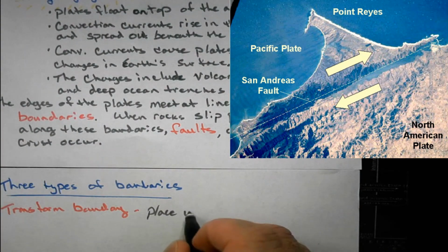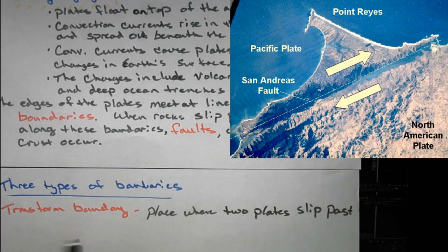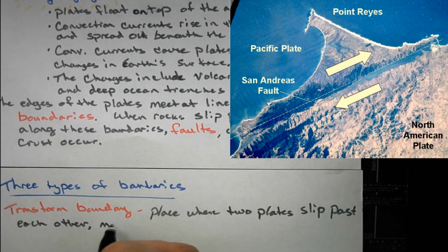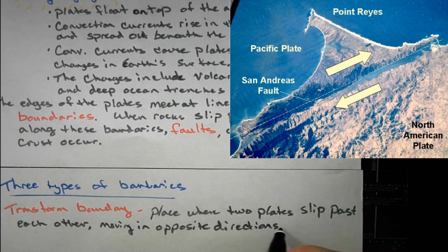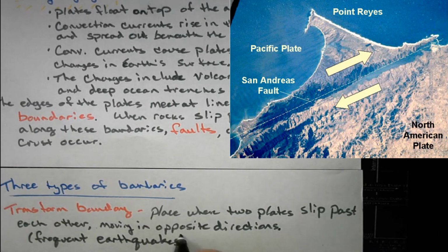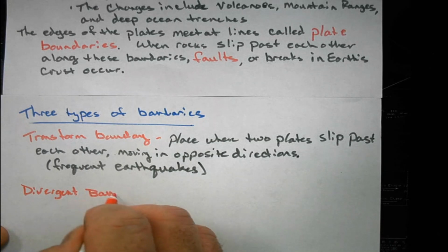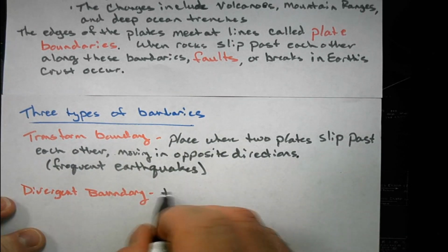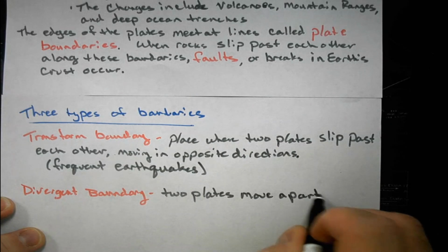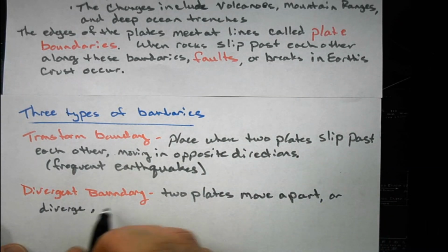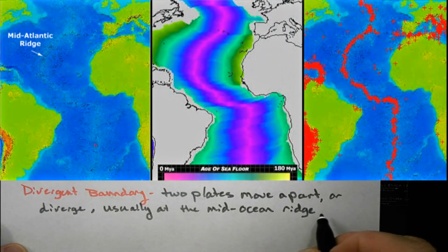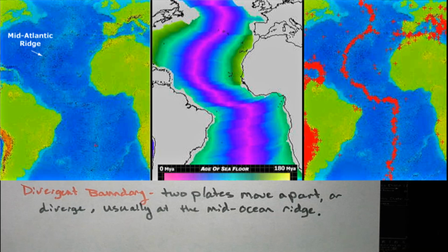A transform boundary is a place where two plates slip past each other, moving in opposite directions. This is where we have frequent earthquakes. The next one is called a divergent boundary. This is where two plates move apart, or diverge, usually at the mid-ocean ridge. That's where, from seafloor spreading, we create more seafloor, and we have this ridge.